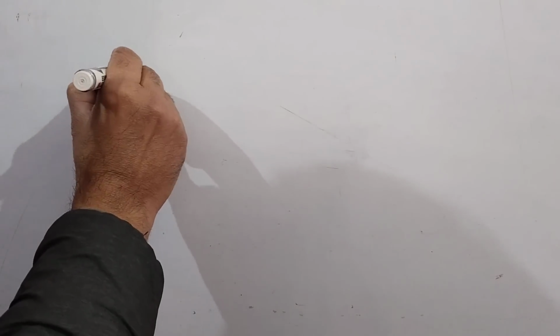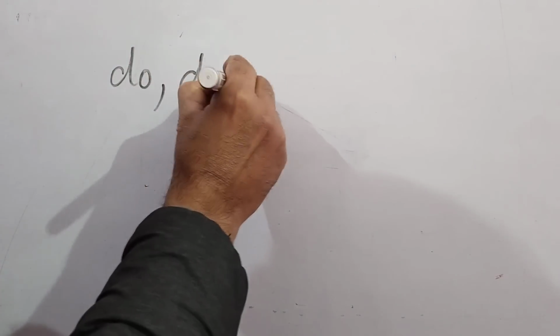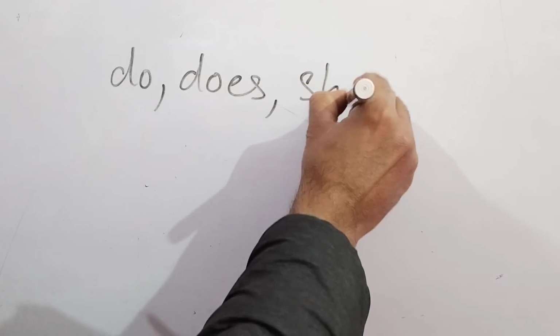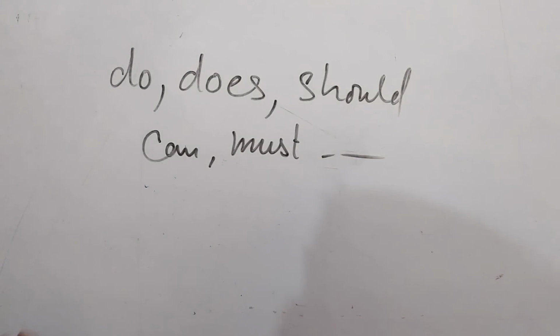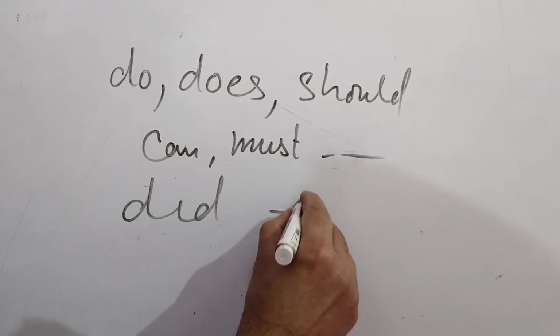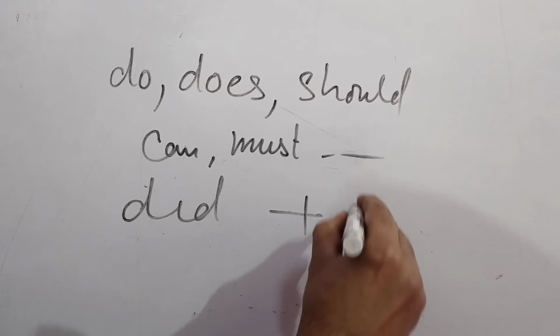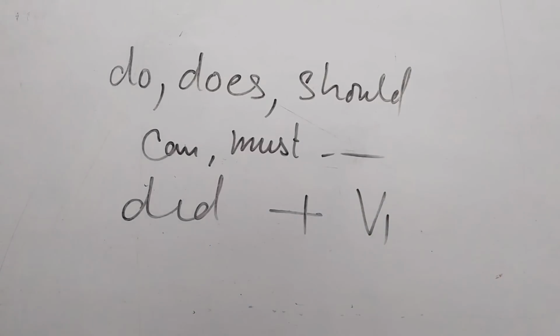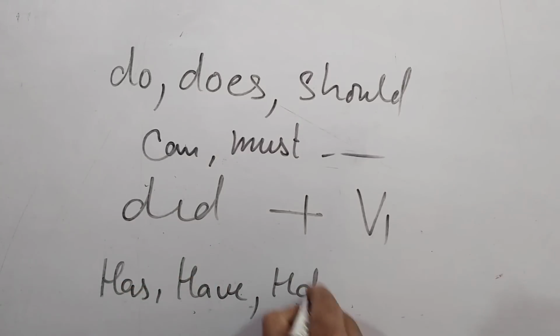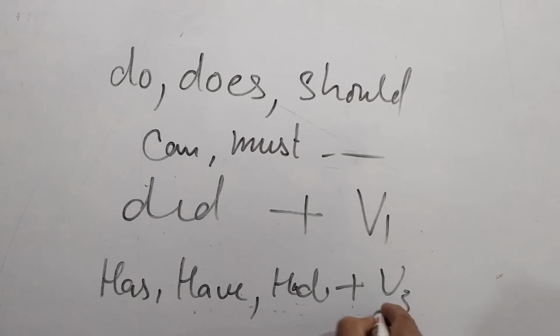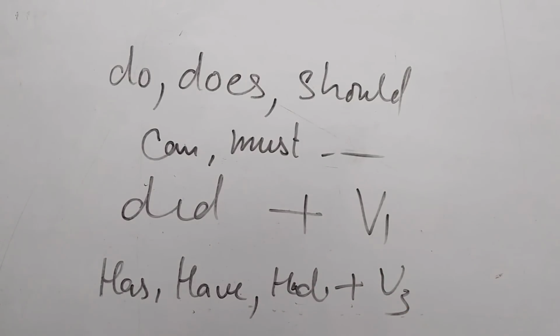Suppose अगर blank से पहले, before the blank, you have words like do, does, do not, does not, should, can, must, etc., or even did, then after that the word that you have to fill will be first form. And in case you have words like has, have, had, then you have to fill third form. That will be perfect tenses.